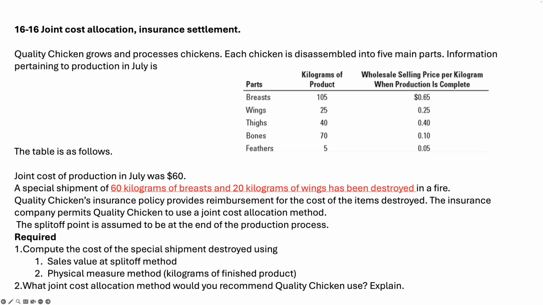Required, number one, compute the cost of special shipment destroyed using sales value at the split off point, split off method, physical measure method, kilograms of finished product. Number two, which joint cost allocation method would you recommend? Okay.